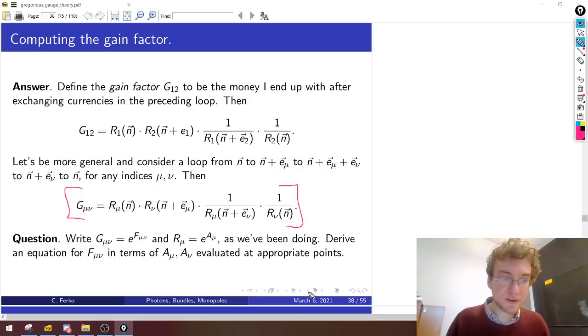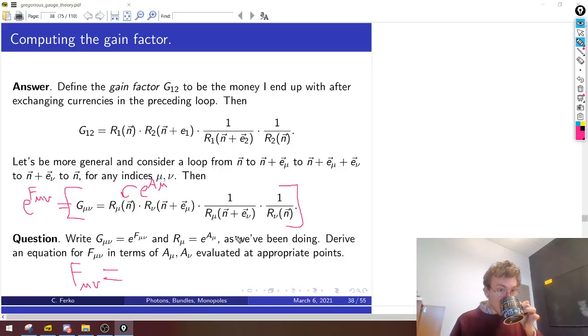One last question for you. If we do the same game we've been playing before, where I want to write all of these in terms of the logarithms, so g is now going to be some exponential of f mu nu, and all of these r's are now going to be e to the a mu's. So you could probably see that it's just going to turn into sums and differences instead of products and quotients. Can you guess or figure out what the equation for f mu nu is going to be when I replace everything with the exponentials in this line?